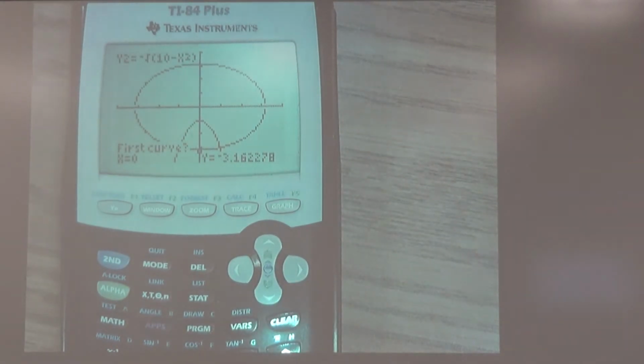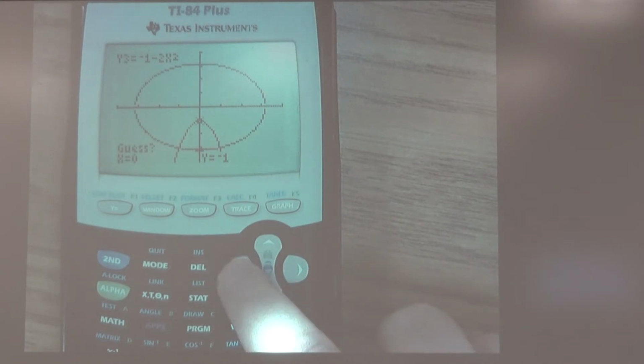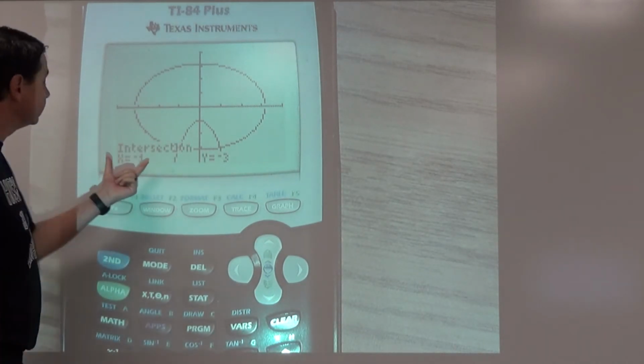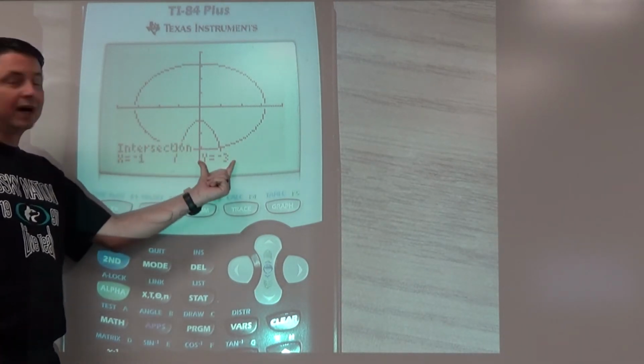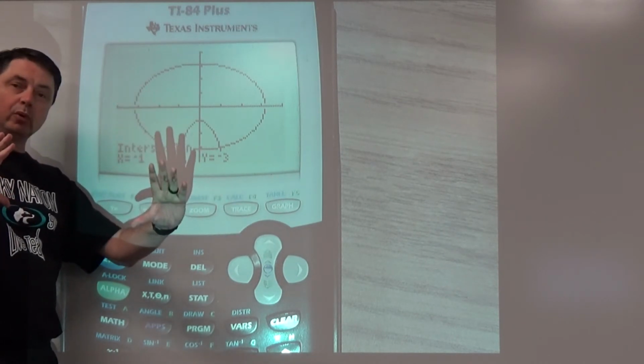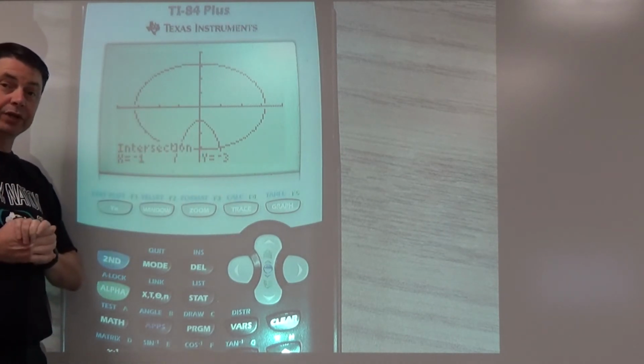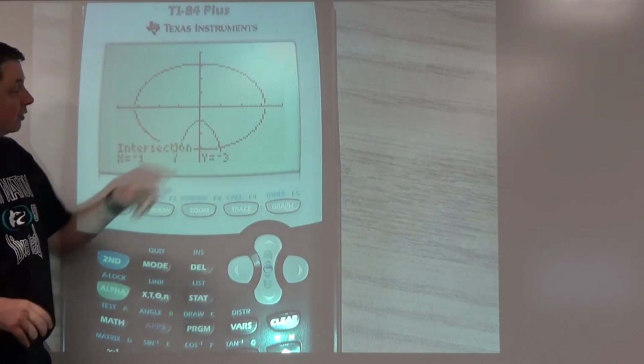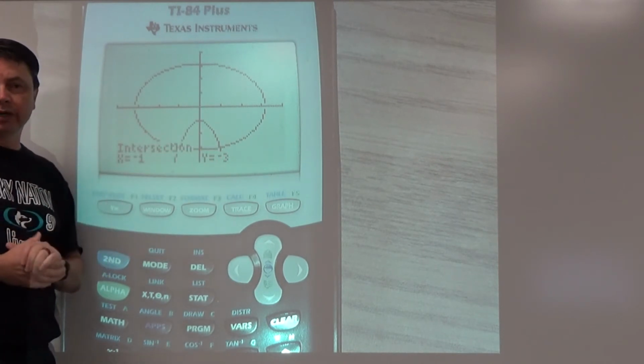So I'm going to arrow down. And it says, is that my first curve? Yes. So I select enter. Second curve, the parabola. Yes. Hit enter. Do I have a guess? I'm going to arrow to the left to help it choose the one on the left. And it says x equals -1, y equals -3, so we've got the point -1, -3. If we repeat that process to get this one over here, we're going to see that it's +1, -3.